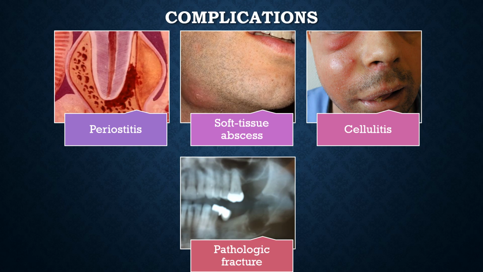The second complication is a soft tissue abscess. From the bone, the lesion can spread to involve the surrounding soft tissue, causing an abscess. This abscess can then result in the formation of a cellulitis, where the inflammatory exudate is no longer confined to a particular space but spreads along tissue spaces and planes. Finally, the last complication would be pathological fractures.